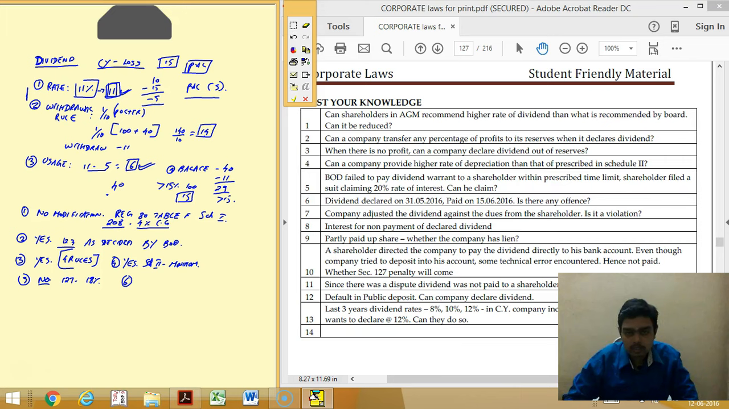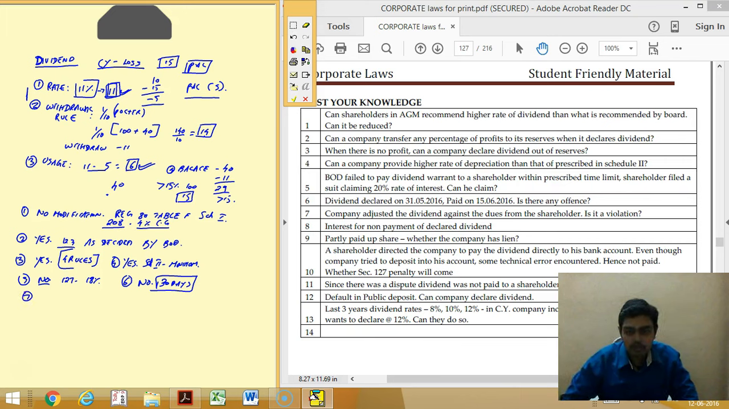Then question number 6, the company declared dividend on 30/5/2016 and paid on 15/6/2016. Is there any offence? No offence, because 30 days' time is there. They have paid within 15 days, so no offence.